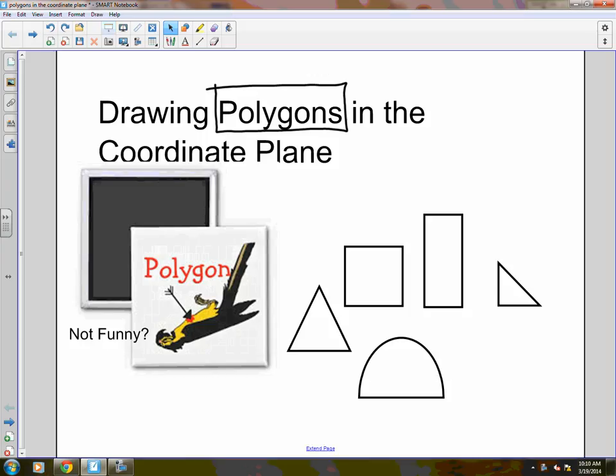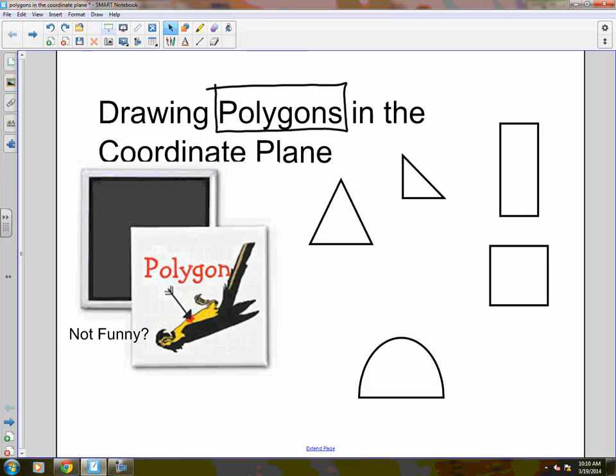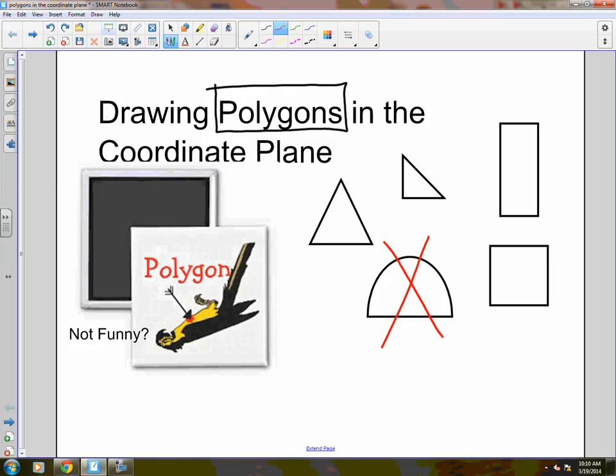Polygons are closed figures made of line segments: squares, triangles. Here's one that is not. It is not a polygon because it has a curved figure. So we know what polygons are now. We remember. Now we got to talk about what the coordinate plane is.